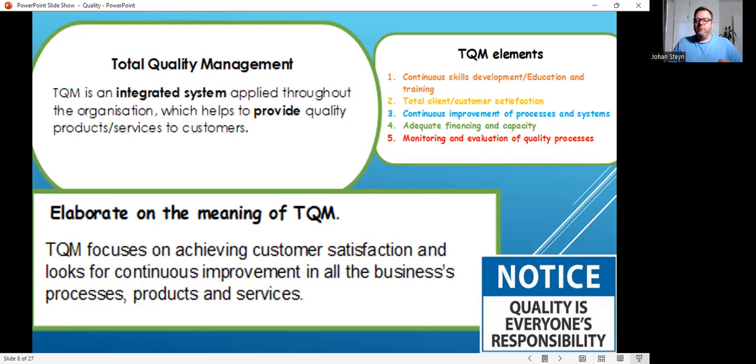So total quality management focuses on achieving customer satisfaction, because in the end, ladies and gents, boys and girls, guys and gals, customer satisfaction is the ultimate goal. Why? Because if we satisfy the customer, what do they do? They come back. What do they give us? More money. So customer satisfaction looks for continuous improvement, because they're not satisfied. You know how fashion changes. You know how people's idea of products changes. So that means the business cannot be stagnant with regards to development, in all business processes, products and services.